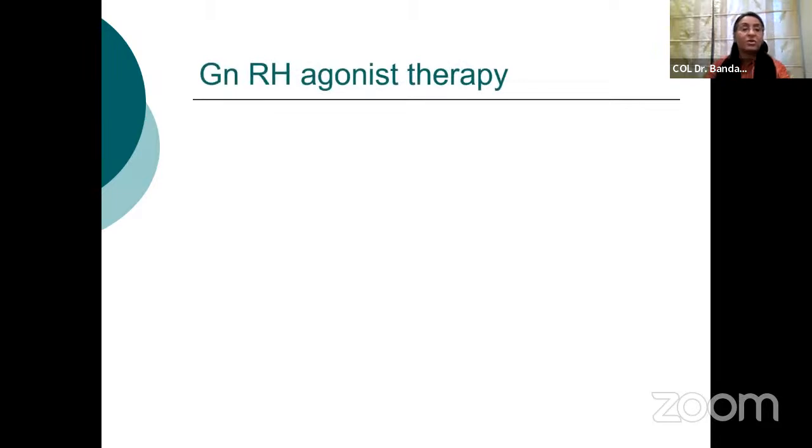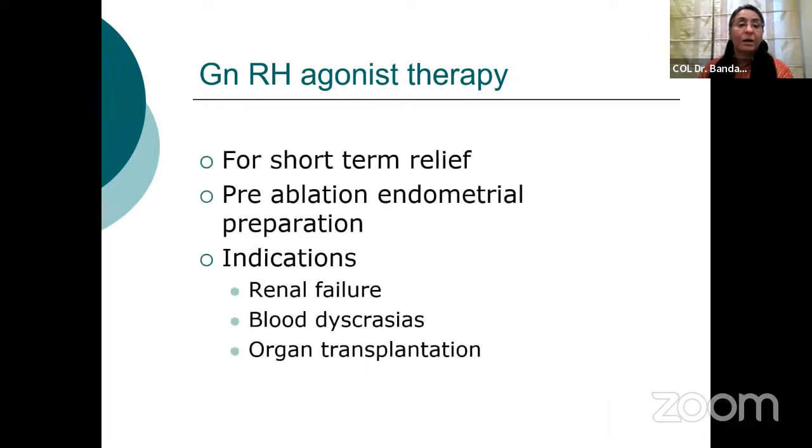Coming to the next medical therapy, GnRH agonist therapy. GnRH, gonadotropin releasing hormone agonists, also help in controlling bleeding. They are for short-term relief. Normally pre-surgery, where we have to ablate the endometrium, we give GnRH agonists so that the lining becomes thin. It can also be given in patients where we can't give other medications, like renal failure, blood dyscrasias, organ transplants, where other medications cannot be given. So this injection can easily be given.